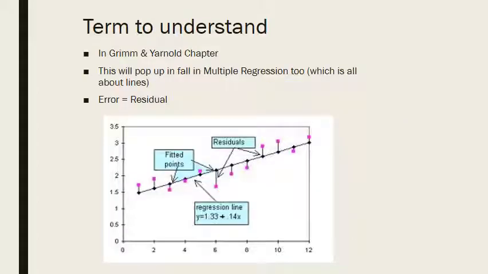A final term to understand in your Grimm and Untitled chapter, and this will pop up in multiple regression 2, which is all about lines, is residual. Residual is another word for error. So I just wanted to throw that in there and give you this picture. This is a picture of residuals. So if you have dots around a line, whether it's a regression line in this case, or whether it's an eigenvector, the distance of every dot from the line is considered a residual. Because if it was perfect, they'd all be on the line, but it never is. You always have some error. So the distance between where the dots actually are and the line is considered the residual. Important thing to know.